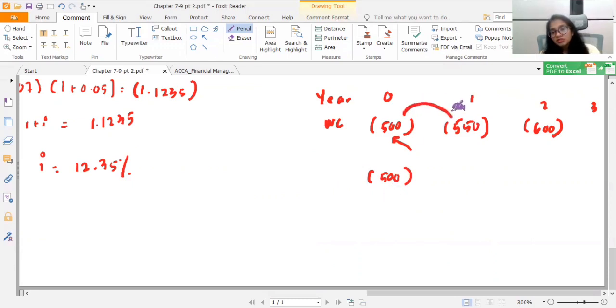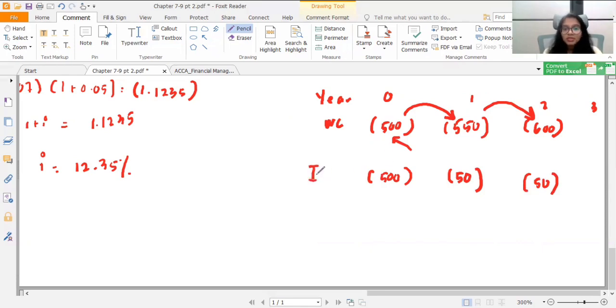Now, from year 0 to year 1, the company has already invested $500. So the additional that it has to invest is only $50. And similarly, in year 2, you only need to invest an additional $50 from the prior year. Okay, so I hope this is clear. You need to know how to understand this because you must remember the concept of relevant cash flows. Only your incremental working capital is relevant for the purpose of your net present value.